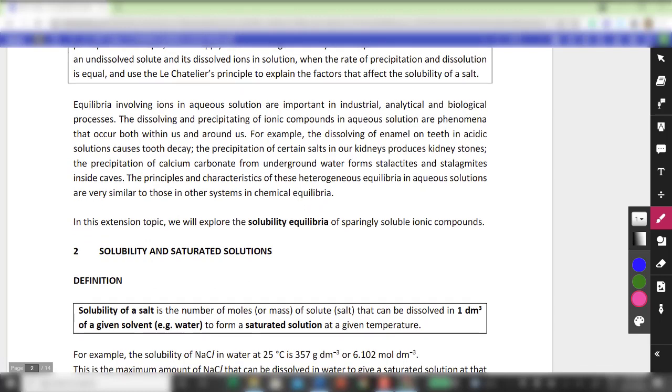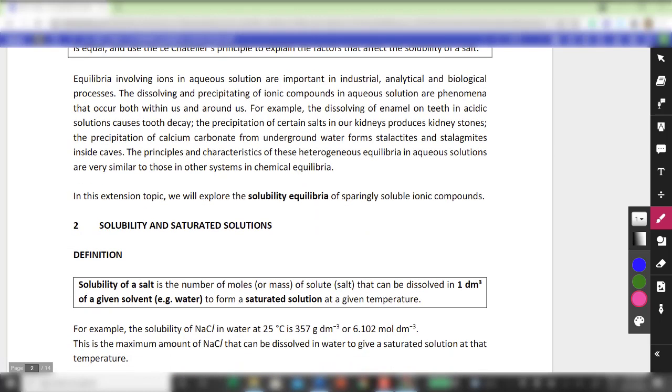But we have to be aware that solubility equilibrium is related to a heterogeneous system. So for example, I have a solid. Let's say MX, which is a solid, or rather it's a salt.